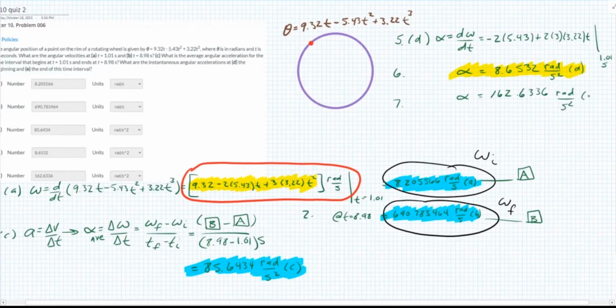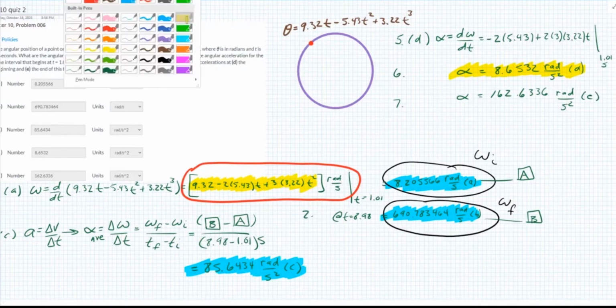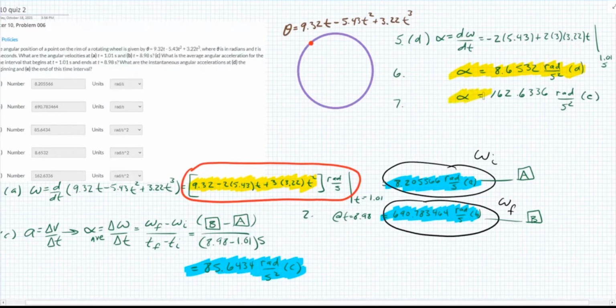Okay, that's the answer to part E. And we're done. Pretty plug and play, but good to maybe clear some cobwebs that may have built up as far as kinematics is concerned. Calculus-based kinematics and algebra-based kinematics.